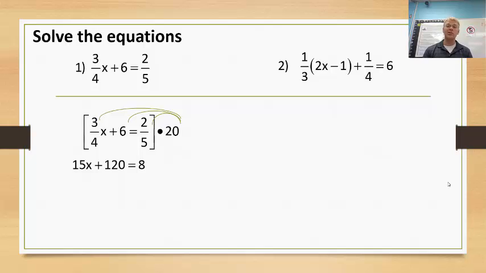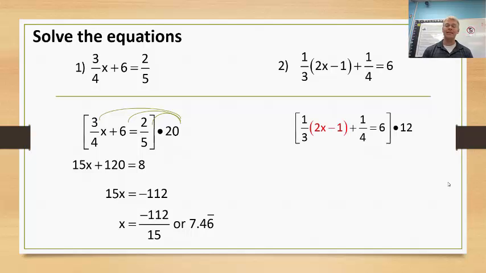Now this is a two-step equation. Eliminate the constant by adding 120 to both sides, divide by 15 to eliminate the coefficient, and I get negative 112 over 15, or that should be negative 7.46. So make a note of that, guys. I'm sorry, I forgot to bring the negative over with the 7.46, but that should be negative as well. And we're okay with you leaving it as an improper fraction of negative 112 over 15.